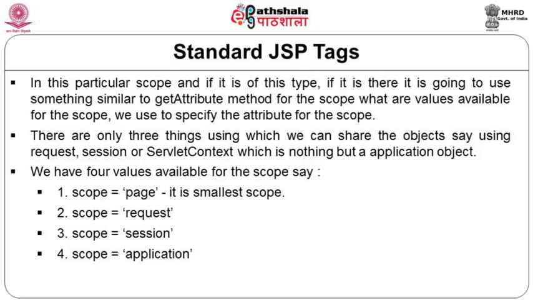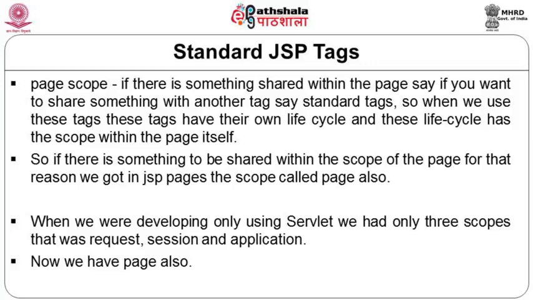What are the values available for the scope? When you specify the attribute scope equal to, there are 4 options, not just 3. We have only seen 3 things where we can share objects. We could share an object using a request, we could have shared it using the session, or we could have shared it in a servlet context, which is nothing but an application object. So, here we have 4 options for scope. The smallest scope is that of the page, the next scope is the request, then the session scope, and then the application scope. That way we have 4 different scopes.